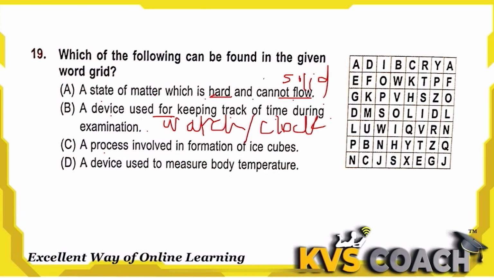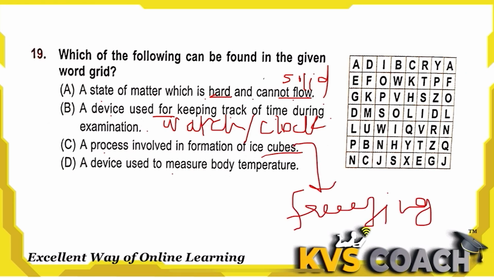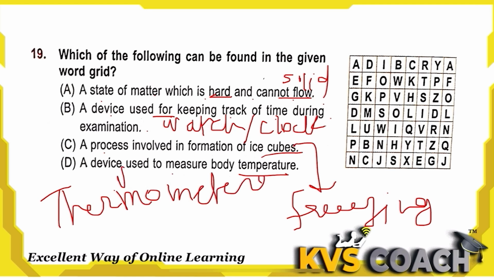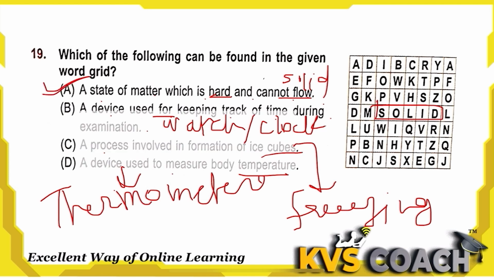A process involved in the formation of ice cubes, that is freezing. By freezing we can make ice cubes from water. A device used to measure body temperature, that is called thermometer. Okay, this is thermometer. So what do we have in the grid? We have solid here, it means the first one, A, is the right answer here.